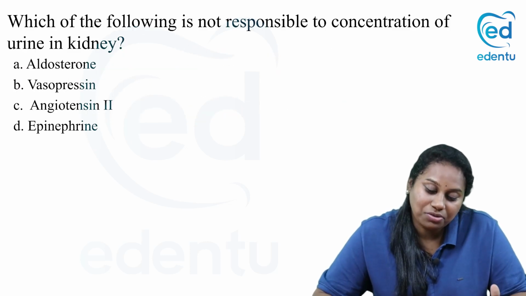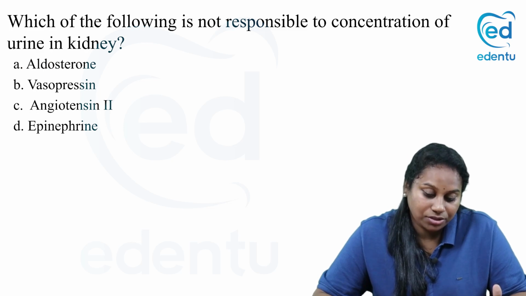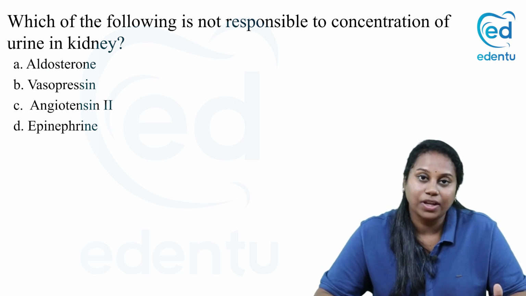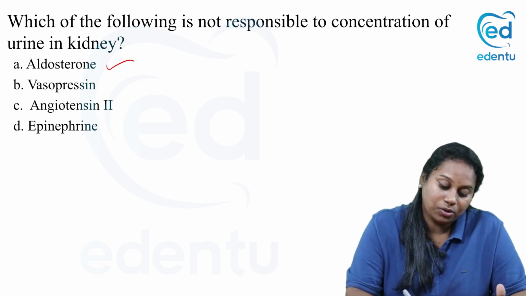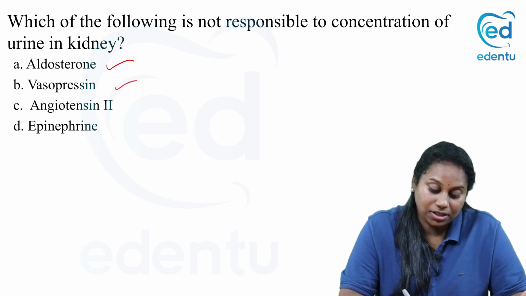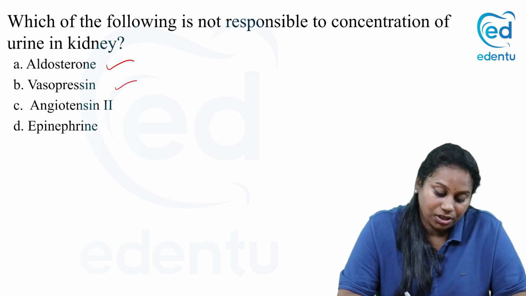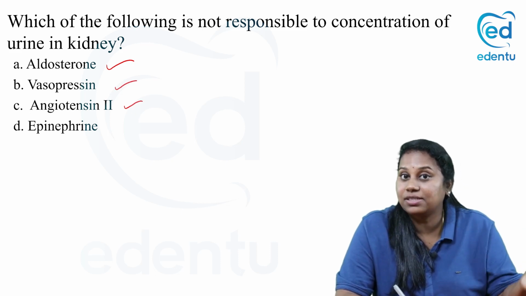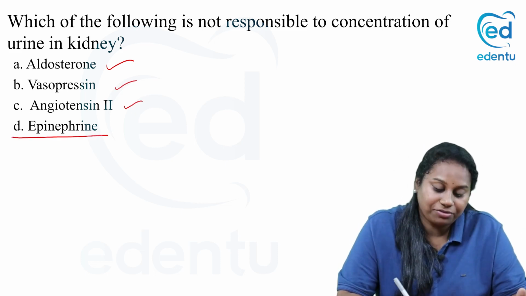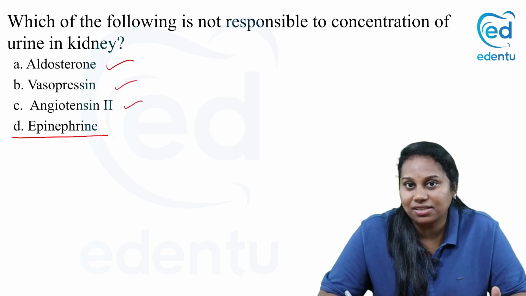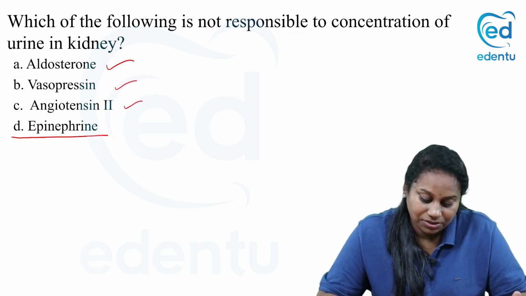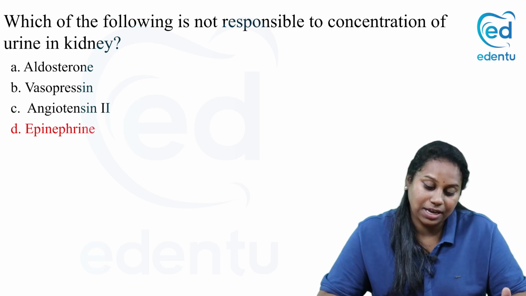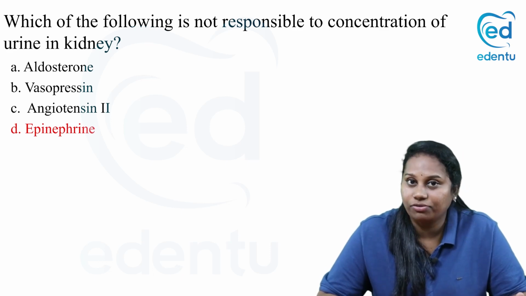Which of the following is not responsible for concentration of urine in the kidney? So we have discussed aldosterone. We have discussed vasopressin or ADH. We also saw what angiotensin 2 is doing to your mesangial cell and all that. Epinephrine, we didn't discuss epinephrine anywhere. So the answer is epinephrine. It has nothing to do with concentration of urine.